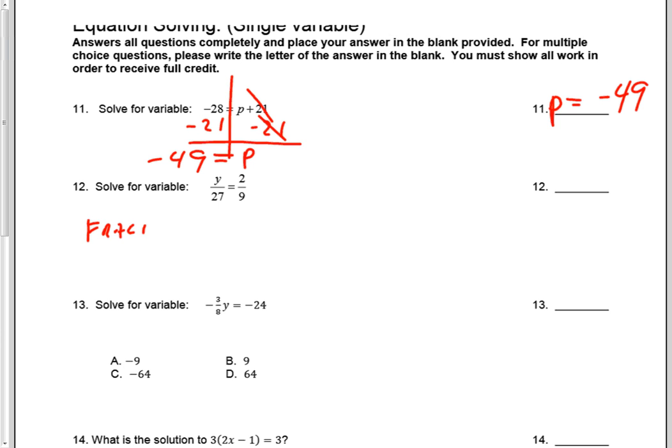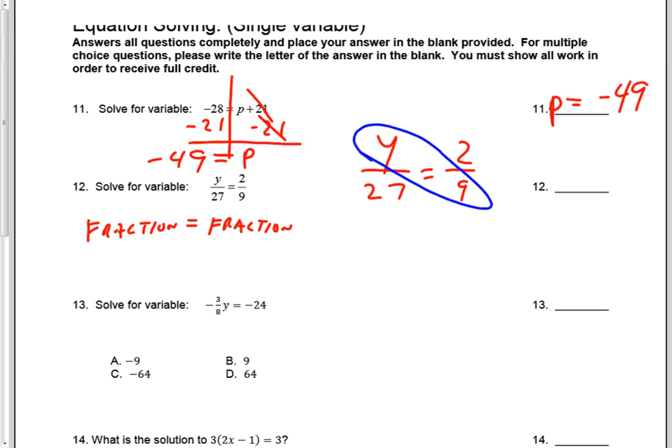This is a fraction equal to a fraction. What was the shortcut? Cross multiply. What is 9 times y? 9y. Put an equal sign. What is 2 times 27? 54. The whole point in doing that shortcut is now you don't have to deal with the fractions.